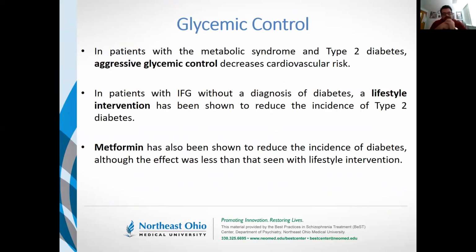Continuing on with glycemic control, in patients with metabolic syndrome and type 2 diabetes, aggressive glycemic control will help lower cardiovascular risk. In patients with impaired fasting glucose without a diagnosis of diabetes, a lifestyle intervention has been shown to reduce the incidence of type 2 diabetes. And this is where metformin, which is still the drug of choice, has been shown to reduce the incidence of diabetes, although the effect was less than that seen with lifestyle intervention.